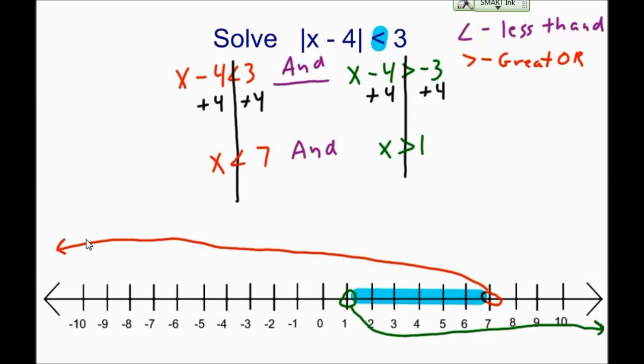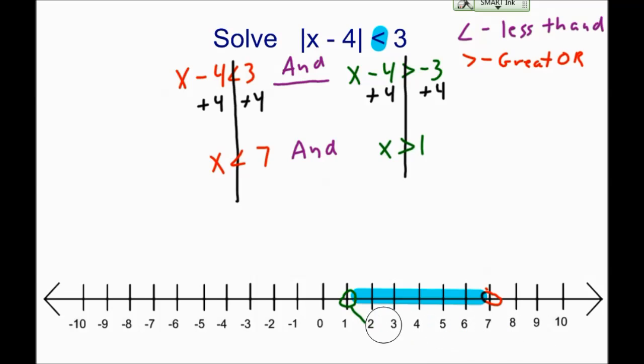Now, if you want to get real fancy, you can erase this and graph your and inequality just like that. So that's how you solve a basic absolute value inequality. Let's go ahead and do another.